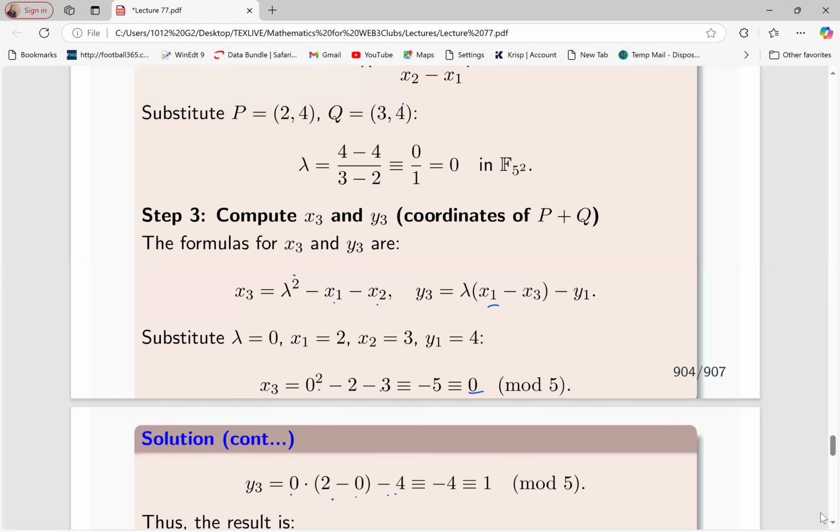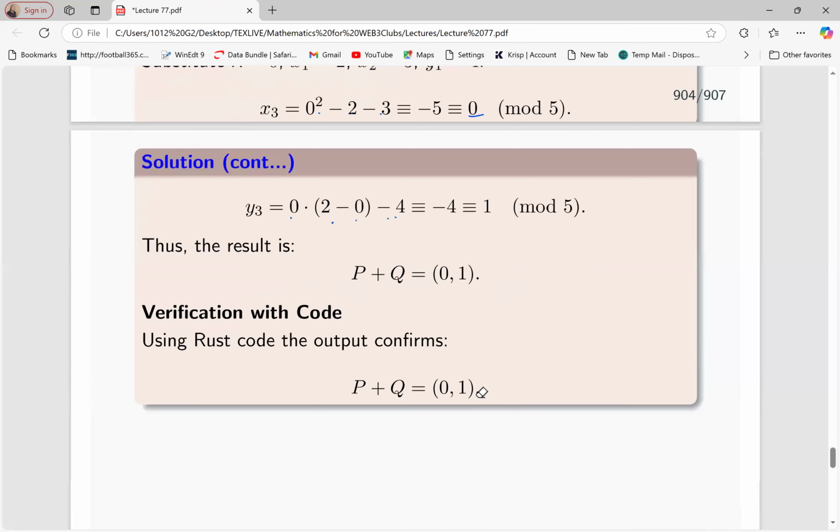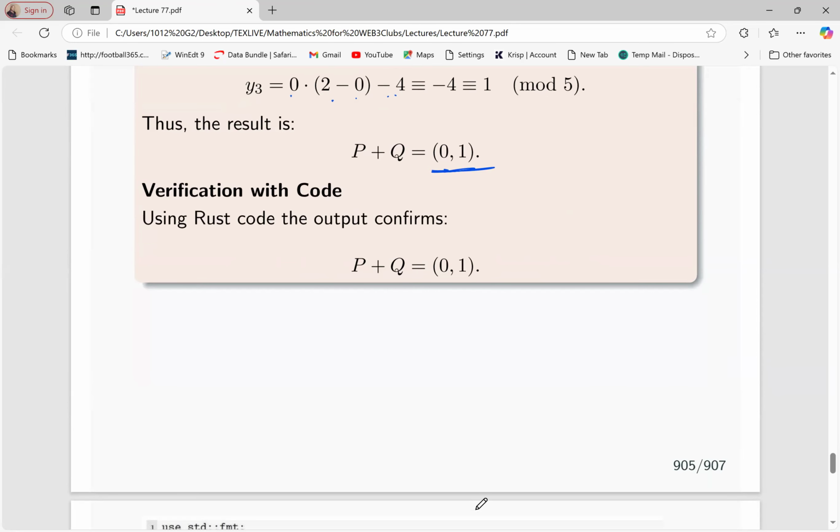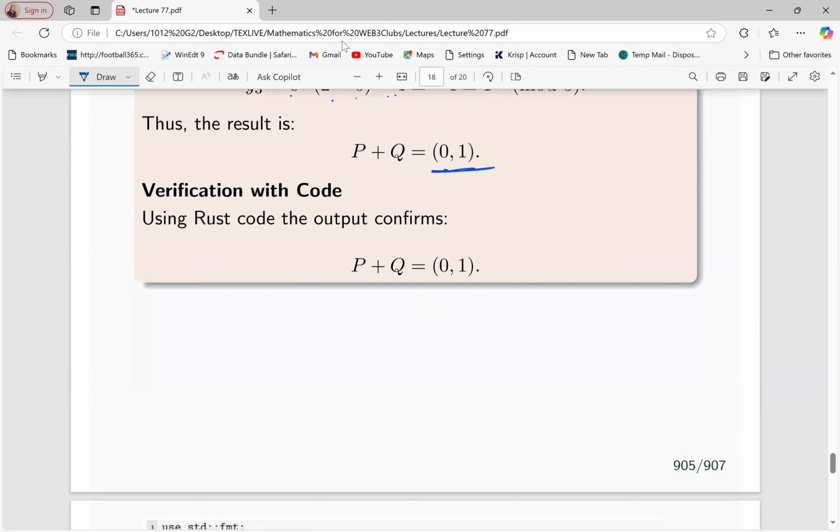When you look at our computation, yes, our computation, the sum was 0, 1. That is what I wanted us to look at today.